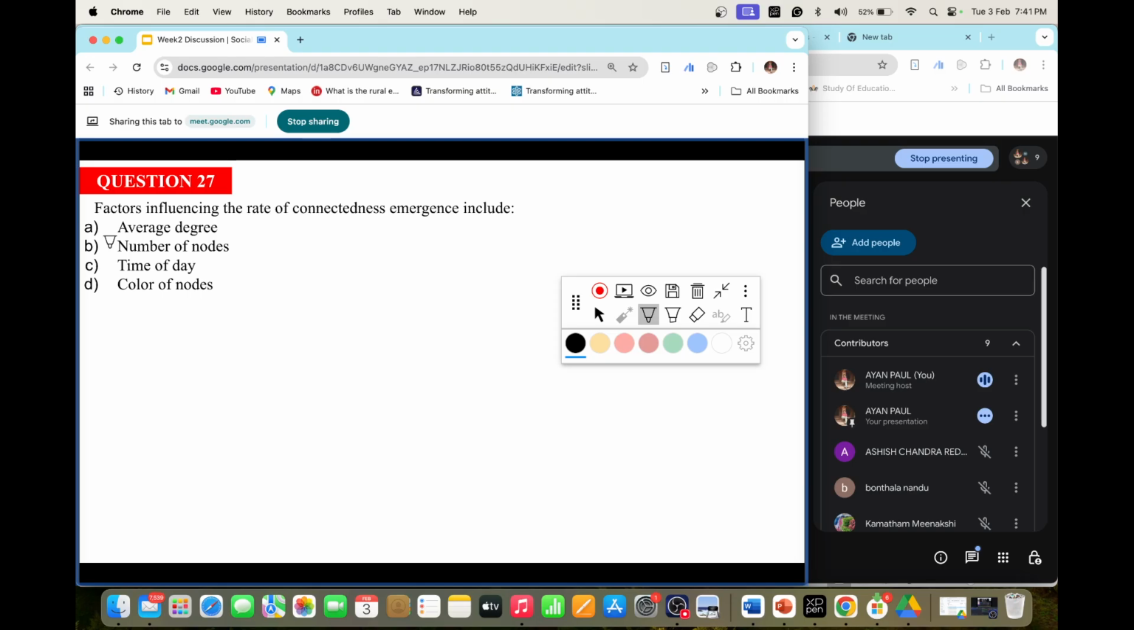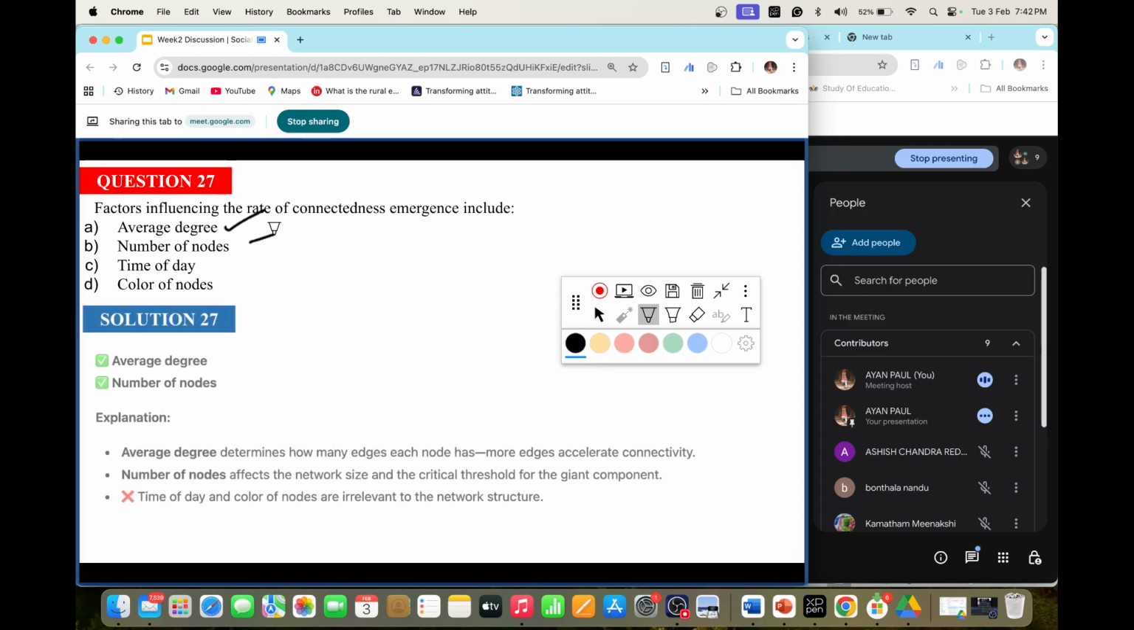Then, factors influencing the rate of connectedness emergence include average degree, number of nodes, time of the day, or the color of the nodes. So this is also very easy. Average degree is correct, and number of nodes. These two will influence, actually number of nodes and the probability of linking. Probability of linking is also associated with the average degree. So average degree determines how many edges a node has. More edges accelerate the connectivity.